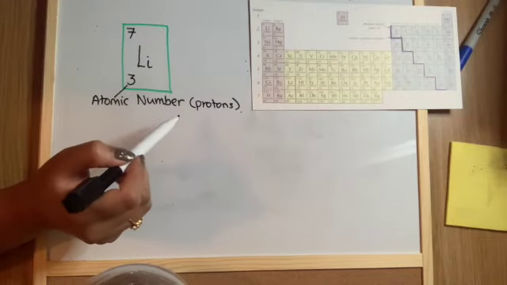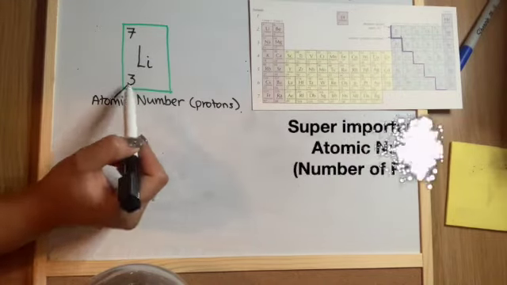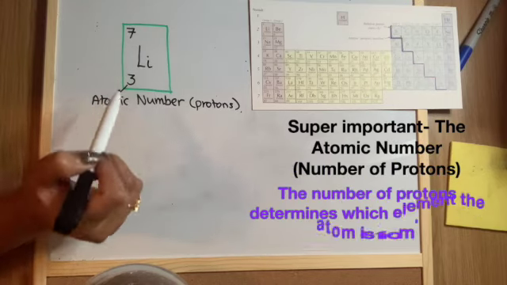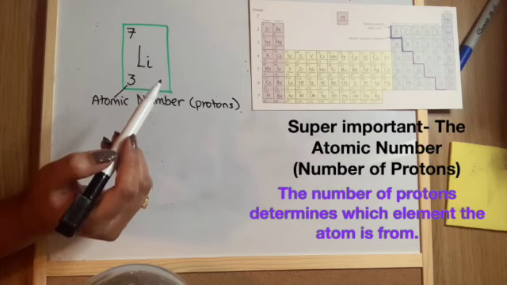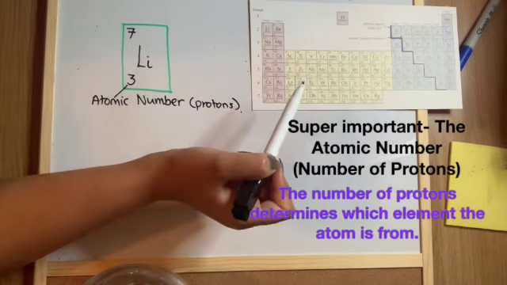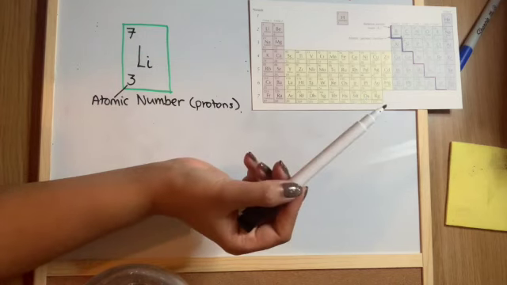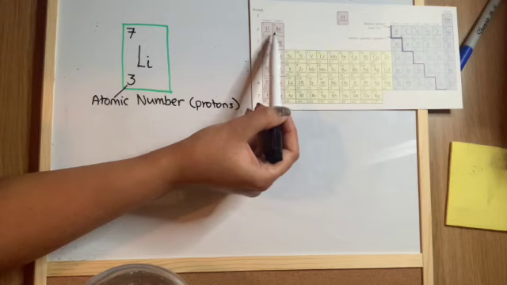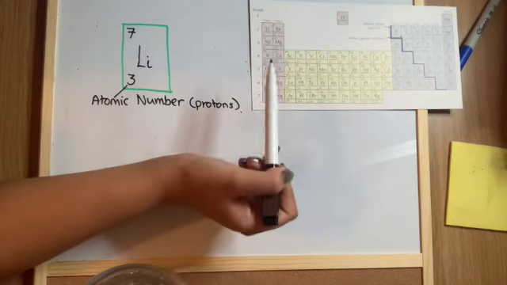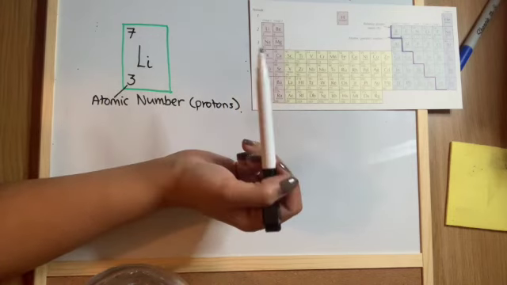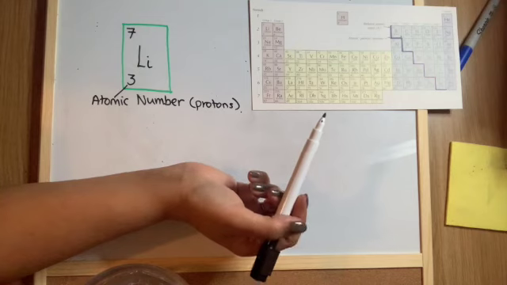I have an atom which has 3 protons. It can only be lithium. It cannot be anything else. So that's what determines what it is. Now, if I look on my periodic table here, if I said I had an atom that had 4 protons, beryllium here has the atomic number 4. So that means my atom would be beryllium. Can't be anything else.